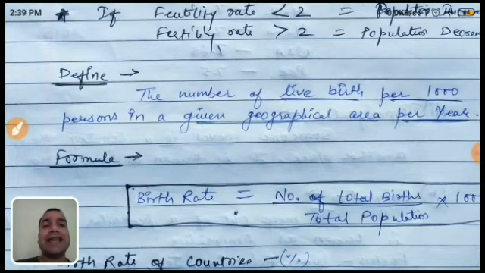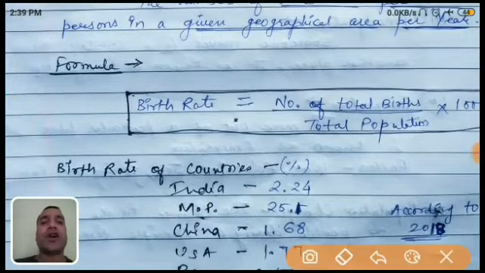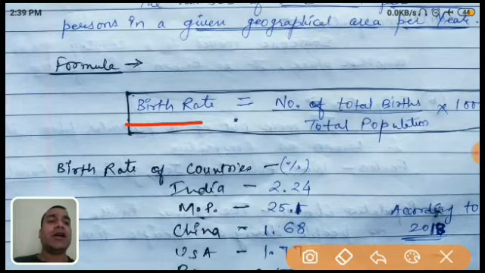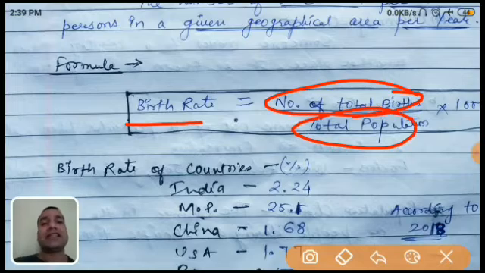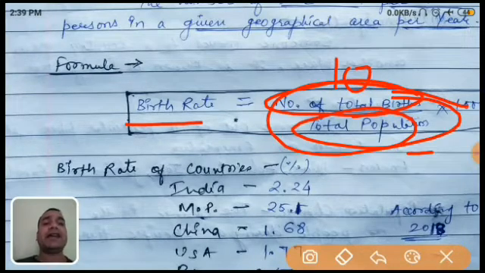By this formula you can easily understand. Now see, this is the formula of birth rate. What is the birth rate? It is equal to the number of total births, how many births have taken place in this year in a particular area, divided by total population. Just like 10 children are born in 2020, and total population is 1000 or maybe 1 lakh, multiplied by 1000, then if we calculate it, we will get the answer.